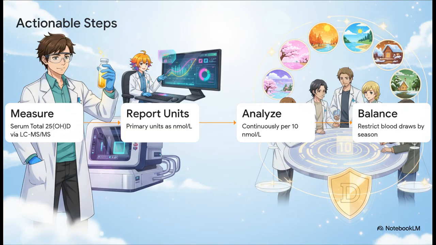Let's quickly summarize the actionable steps you can use right now to insulate your next grant or paper from those reviewer critiques. Step 1. Measure your serum total 25-OHD using standardized LC-MS. Step 2. Always report your primary units as nanomoles per liter and just toss the ng/mL in parentheses. Step 3. Run your primary analysis continuously per 10 nanomoles per liter before you ever even look at categories. And Step 4. Restrict or perfectly balance your blood draws by season. If you follow these 4 steps, you are actively answering reviewer critiques before they even write them.